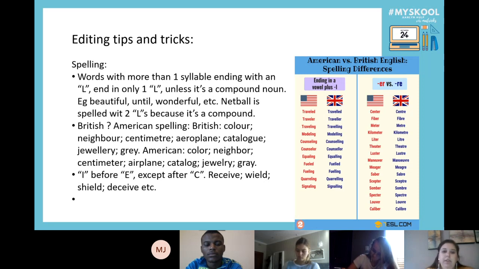There are some other exceptions like neighbor, for example, but that's a different sound. Hey, it's not an E sound, it's an A sound. Okay, will you remember that? So, what we have done so far, words with more than one syllable ending in only one L. British versus American spelling. If the word looks too short for you, it's probably American spelling. I before E except after C.